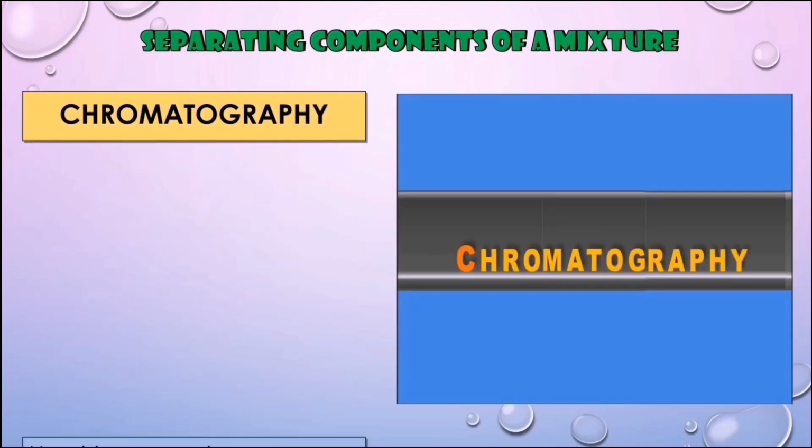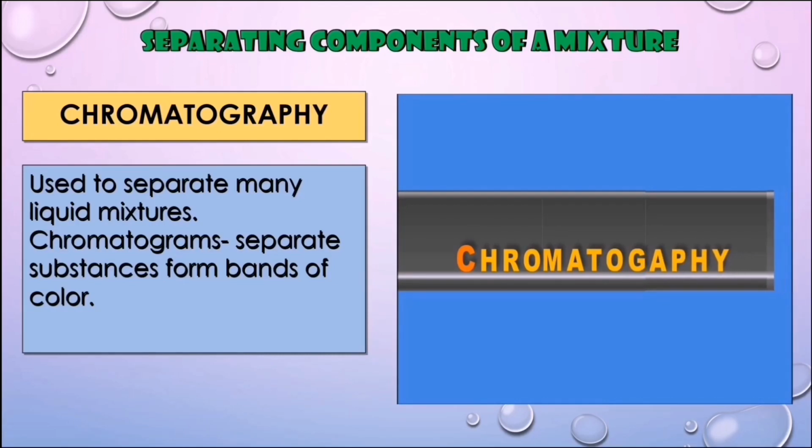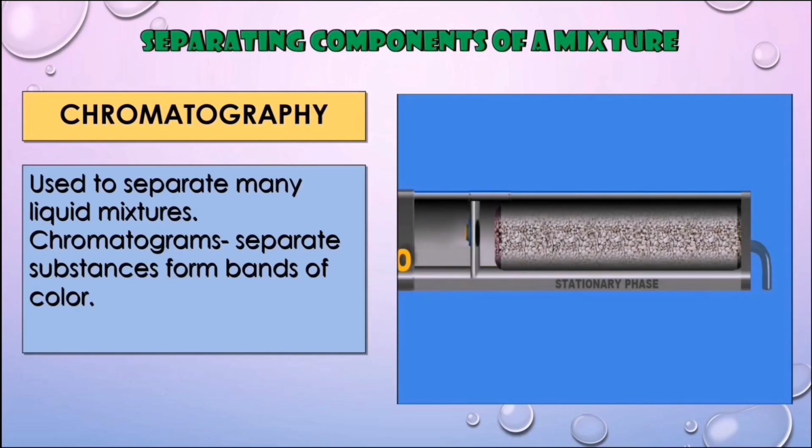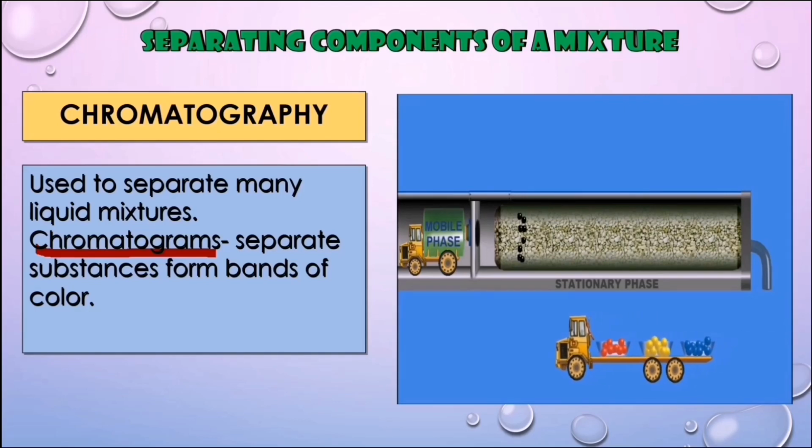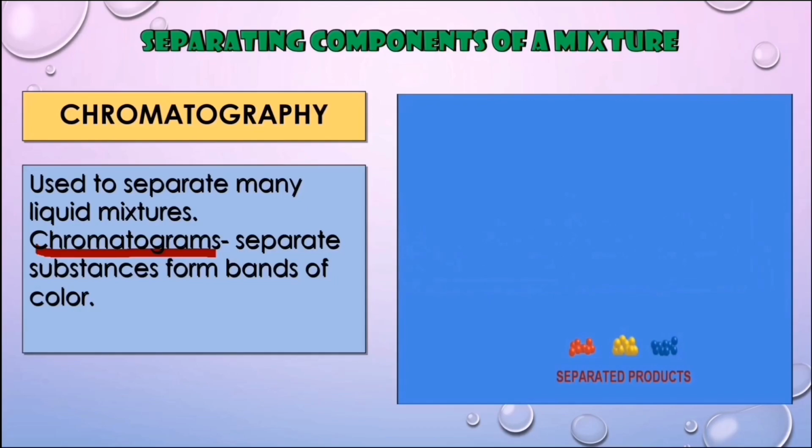Next is chromatography. Chromatography is a process used to separate many liquid mixtures. In order to separate mixtures, scientists use chromatograms to separate substances and form bands of color. Scientists study our food based on its artificial and natural colors. To identify them, they use chromatograms to tell which color is natural or artificial. That is why foods have different colors because of artificial colors. So, that is how chromatography is used. As you can see here, it has different colors, separated. So, those are some ways of separating components of a mixture.